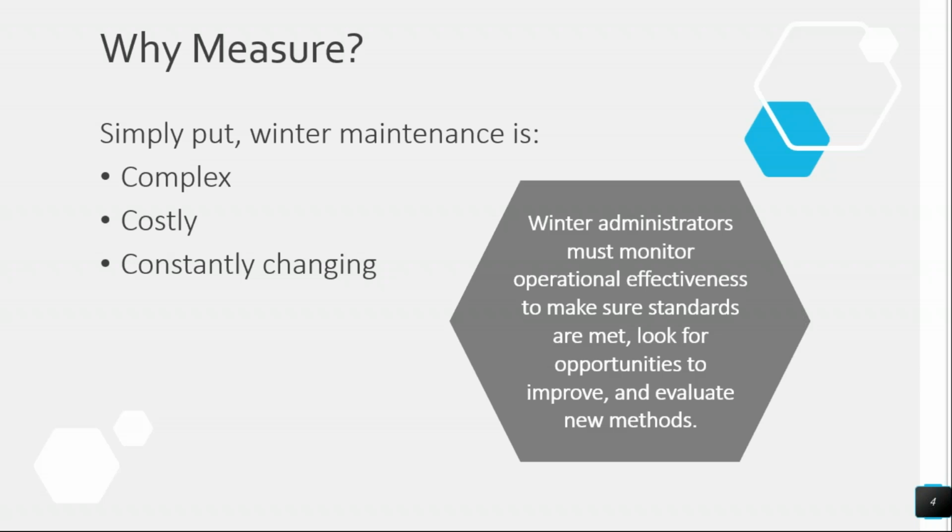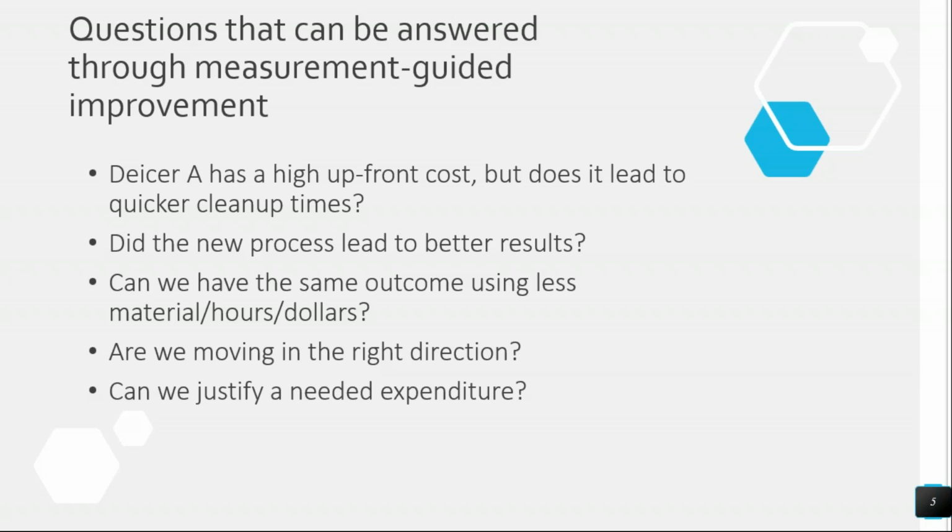So some of the questions that can be answered through some kind of measurement-guided improvement are, for example, a few of these things. You've got a de-icer that comes on the market. It's expensive, but does it lead to a quicker cleanup time? Did this new process do what it was promised to and lead to better results? Can we have the same outcome but not spend as much money, like if we're in a budget cut or something like that?